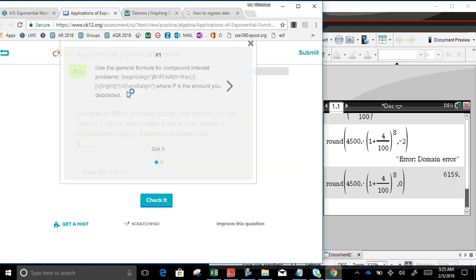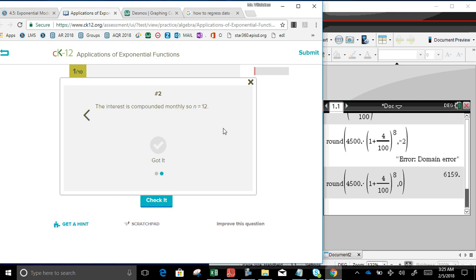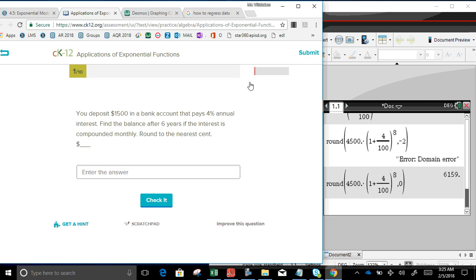Looking at the headings, they ask you to use this formula. Use the general formula of compound interest. P is the principal amount. A is your final amount. Present value, final value. 1 plus r divided by n, to the nt. Look at the n's match. That's the number of compounding periods, how many payments of the annual percentage interest you're going to pay out. So monthly is n equal to 12. Got that.